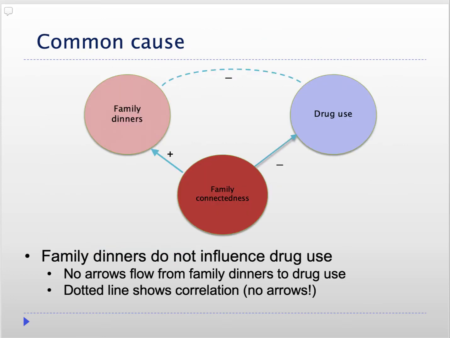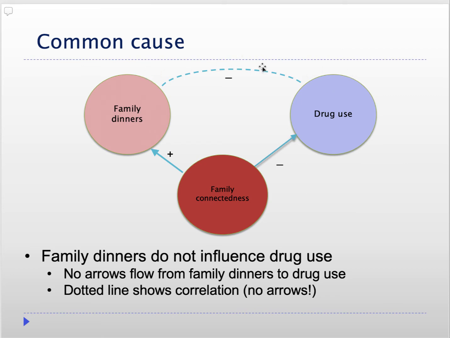So here we see this in the diagram. Here we have the same family dinners, which we're thinking of as our independent variable, drug use, the dependent variable, but according to this theory, what's driving the correlation is family connectedness. More family connectedness, more frequent family dinners. More family connectedness, less drug use by teens. You can do it the other way. Less family connectedness, fewer family dinners, less family connectedness, more drug use.